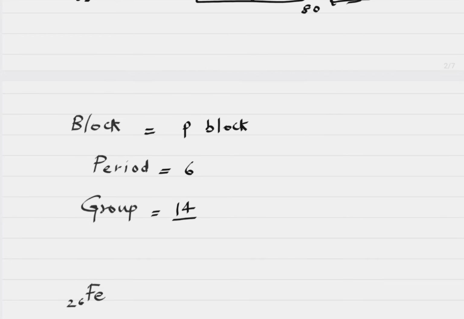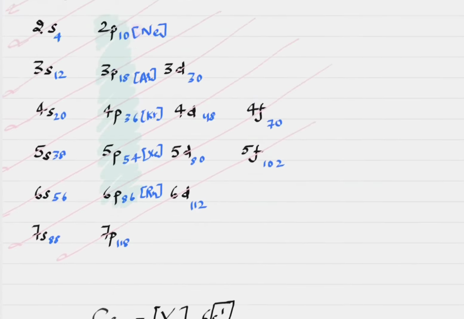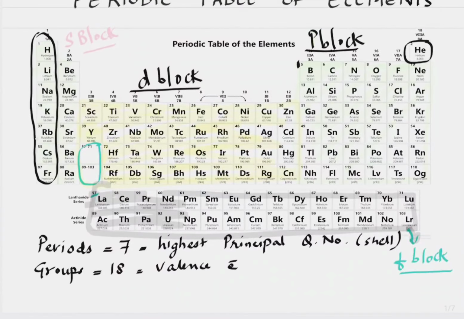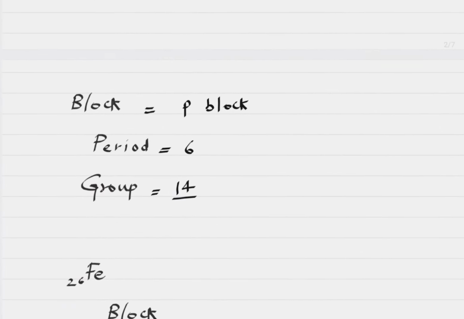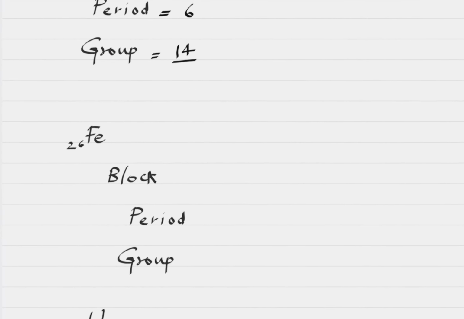Let us see if we can place lead in 6th period and 14th group. Okay. 6th period, this one, and 14th group here. Okay, so lead is there in 6th period and 14th group. All right, next up we have iron. Iron atomic number 26. Let us write the electronic configuration.